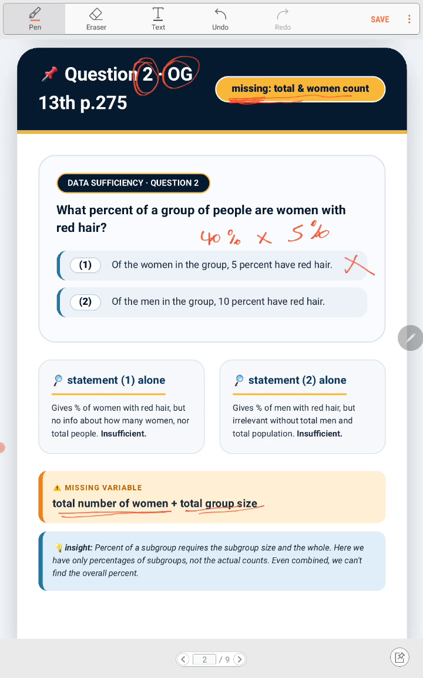Of the men in the group, 10% have red hair. But they were asking us about women, not men. So this is not sufficient. Now let's combine them together. Combining them is still not sufficient. But if we were told that 10% of the group are men, that would have helped us to say that the remaining 90% are women. So this is still not sufficient even when combined. So we are going to say this is E.